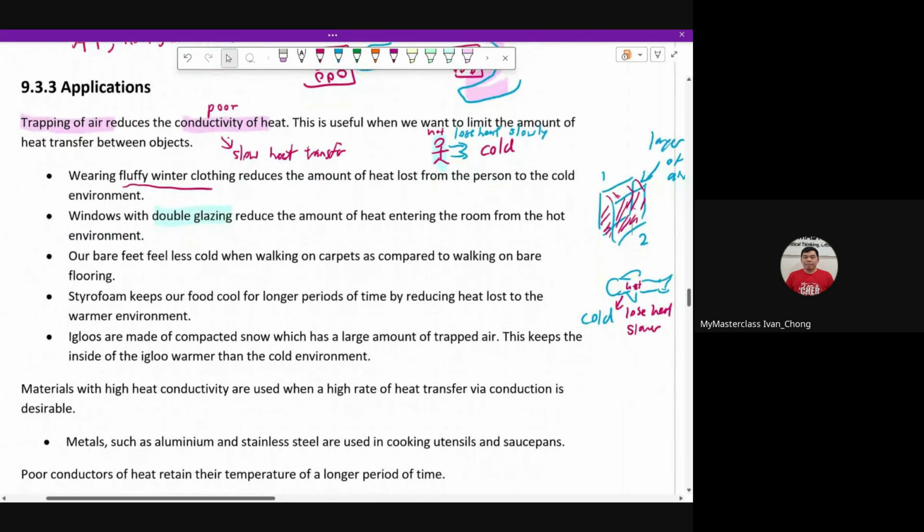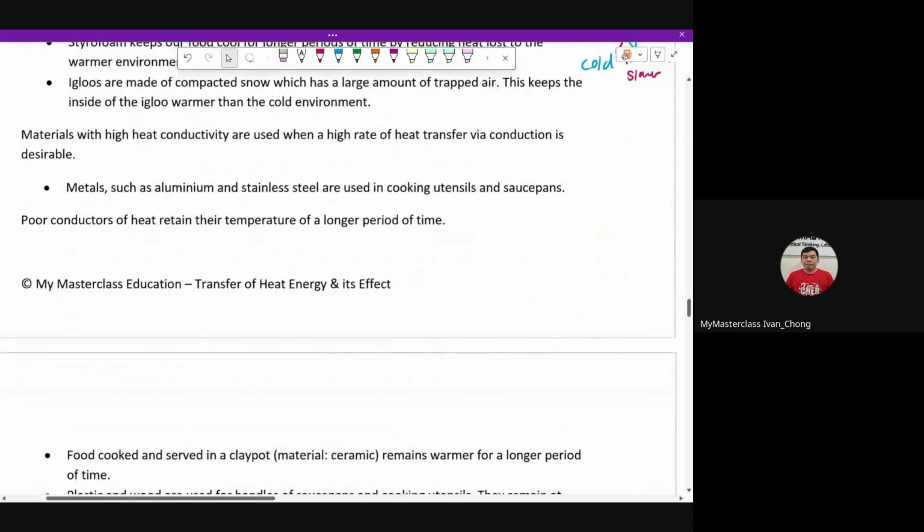Then basically all of these examples trap air, and therefore they're all poor conductors of heat. So you just need to ask yourself, do I want to gain heat faster or do I want to lose heat faster? Then you will choose whether you want a poor conductor or a good conductor. In the opposite sense, if you want a good conductor of heat, it means you gain or lose heat fast.